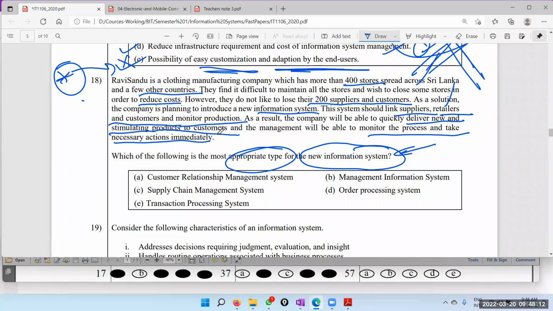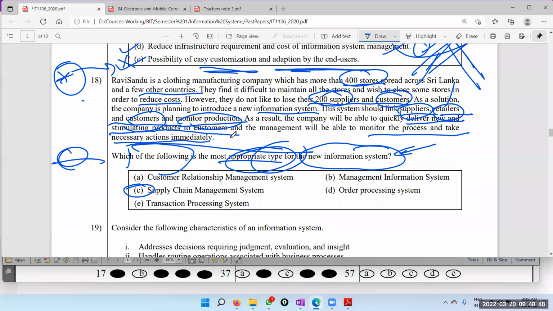Right? It looks like supply chain management, right? Because they are talking about their suppliers, their customers, they have stores, and they want to reduce cost by increasing the efficiency. And they are talking about the system should link suppliers, retailers, and customers and monitor production. It should be a supply chain management. Supply chain management means from supply to inventory to the selling.